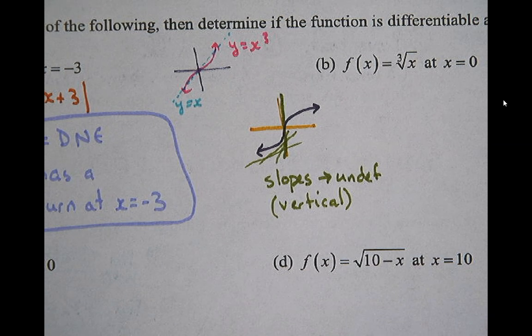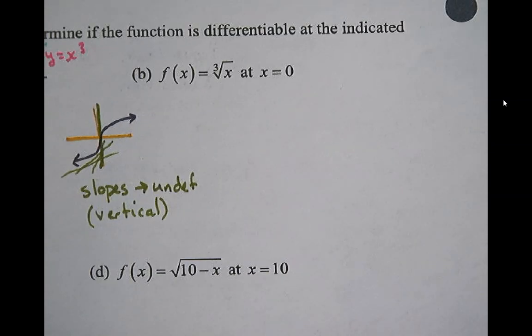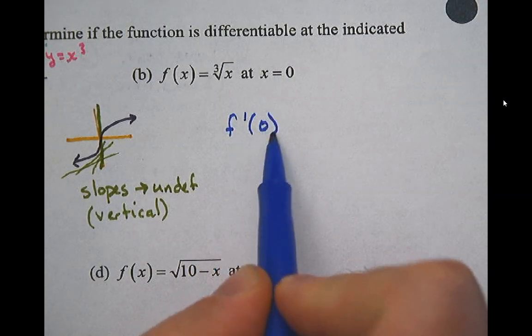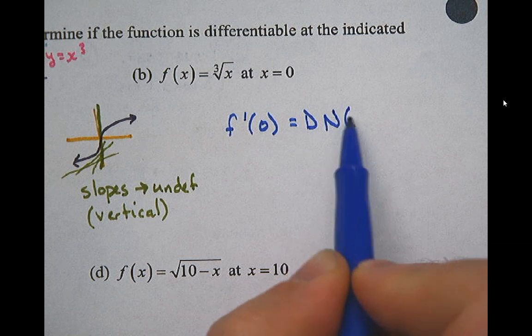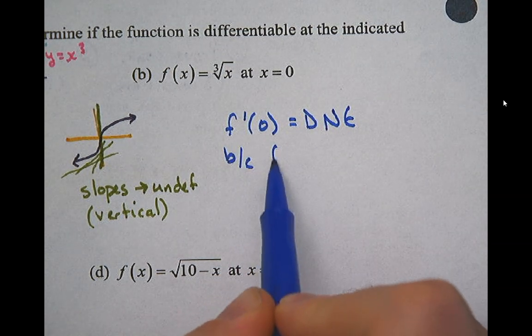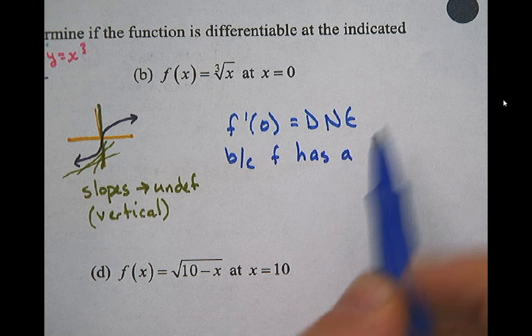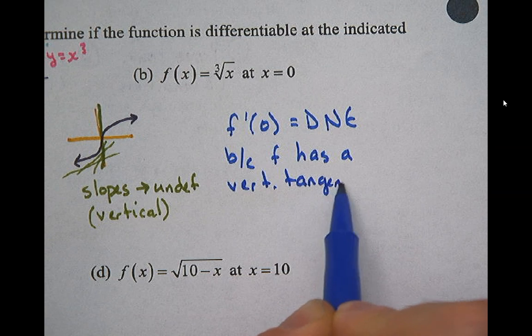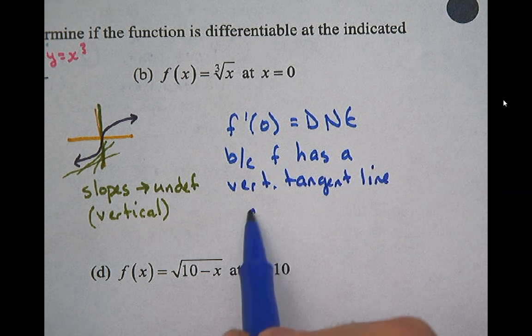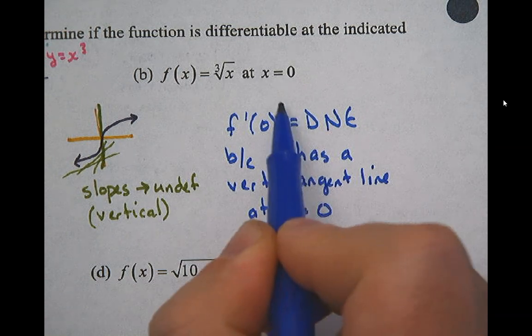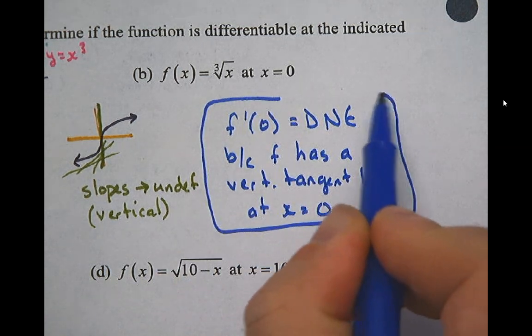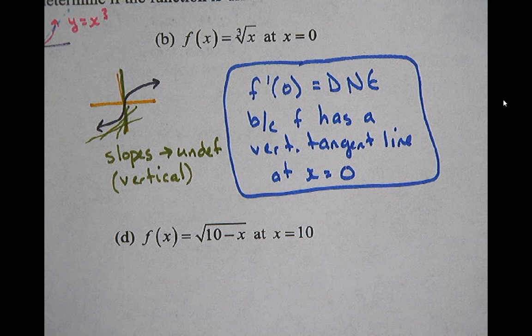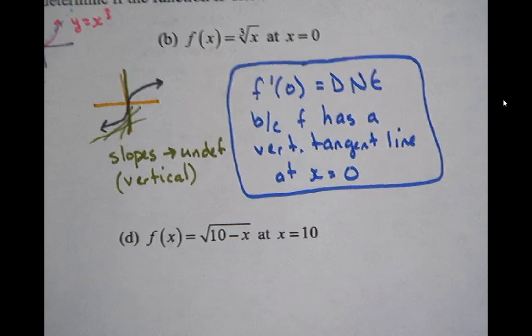We would say f prime of 0 equals DNE because f has a vertical tangent line at x equals 0. And this might seem a little bit like, wait, how am I going to remember? We're going to do a lot of examples, or at least we have an opportunity to do a lot of examples of these in the homework sets, okay? And this is where you're going to get a chance to try to look for.